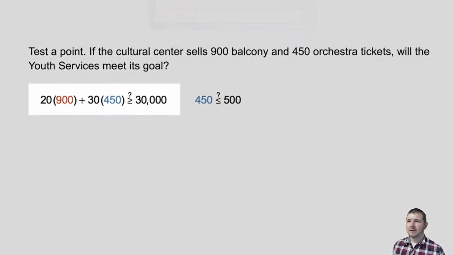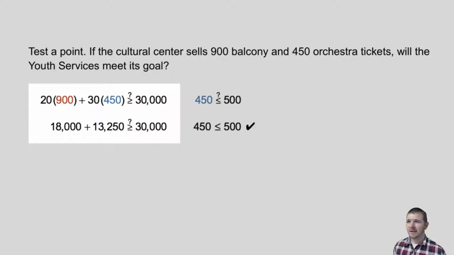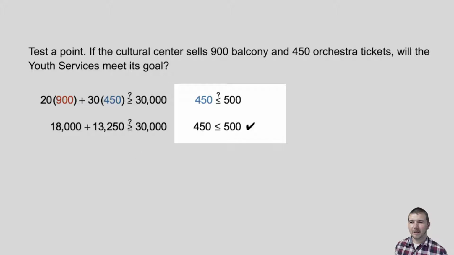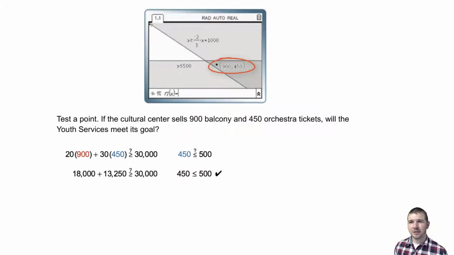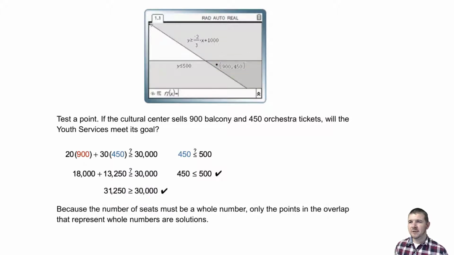On the left, 20 times 900 plus 30 times 450, is that greater than or equal to 30,000? Simplifying, we find that it is. And on the right-hand side, for our second inequality, is it true that 450 is less than or equal to 500? And sure enough, that's true as well. So our test point checks out, which is a good indicator that we've graphed correctly. Because the number of seats must be a whole number, only the points in the overlap that represent whole numbers are solutions.